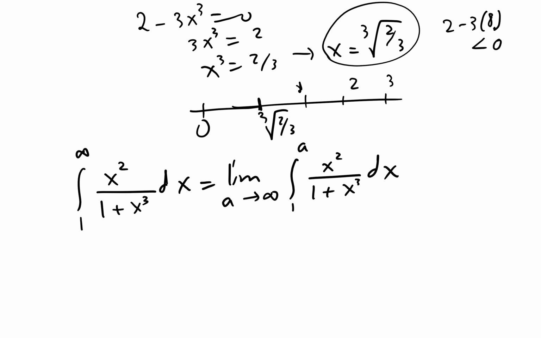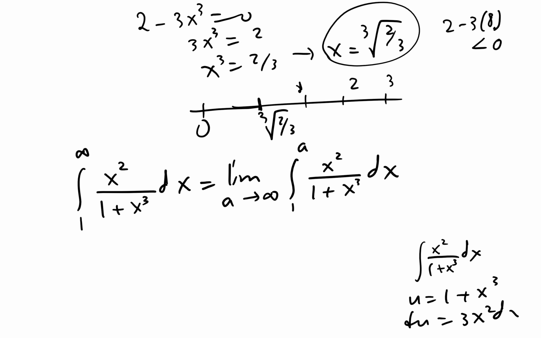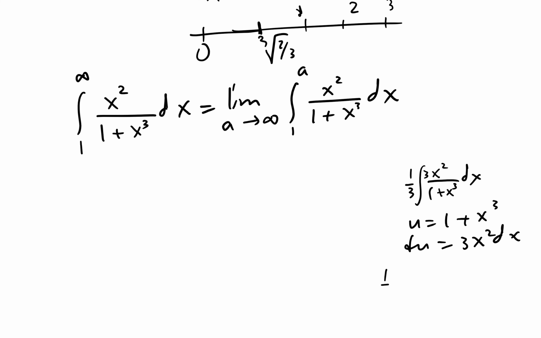You can do the integral on the side with no bounds first. This integral can be found using u substitution, with du equal to 3x squared dx. So 3 here, 1/3 out. So 1/3 du over u. 1/3 natural log of the absolute value of u, so 1/3 natural log of 1 plus x cubed.